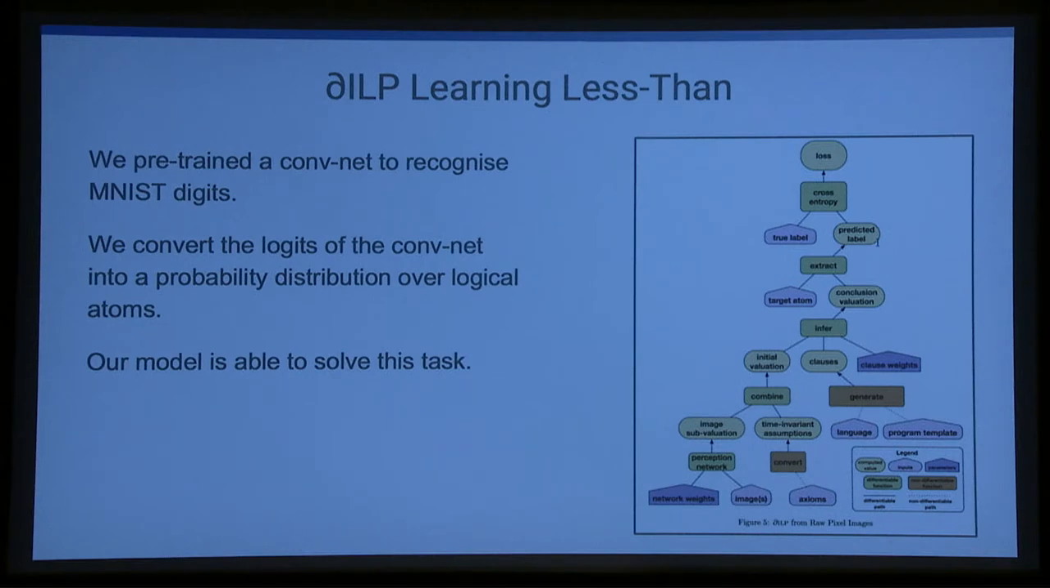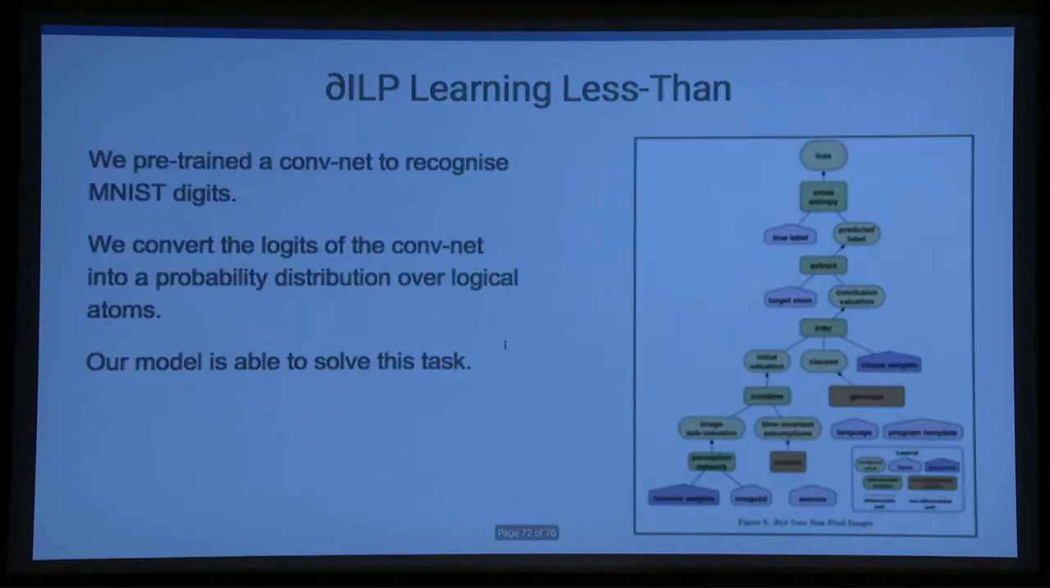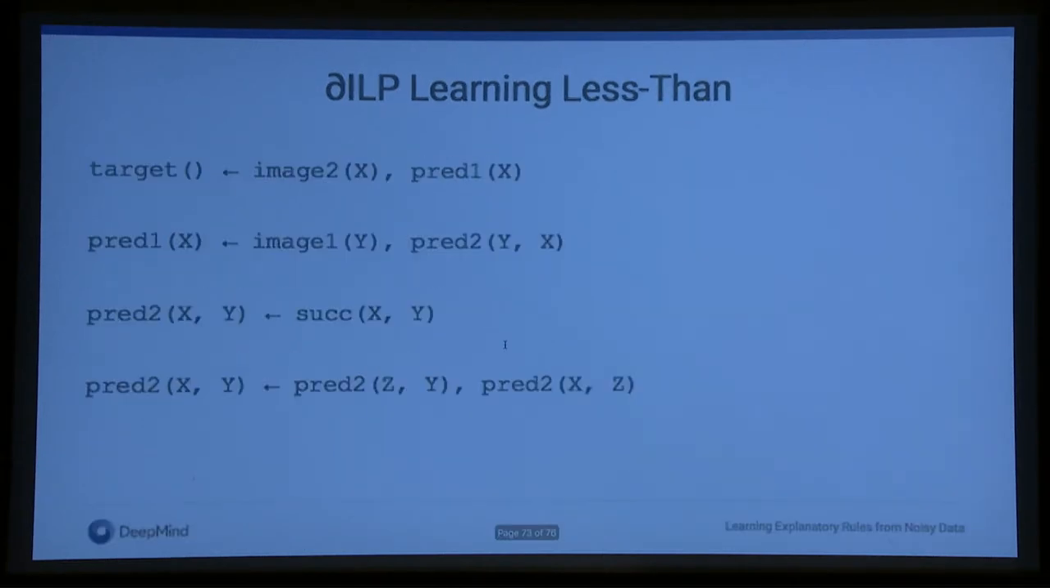When we do this, and we train it and let it converge, it spits out a readable program. What this program says is, output of one, the target predicate is true, if the left image is less than the right image. The pred two relation here just is the less than relation. So here it is, learning a fully general less than relation from pure pixels.